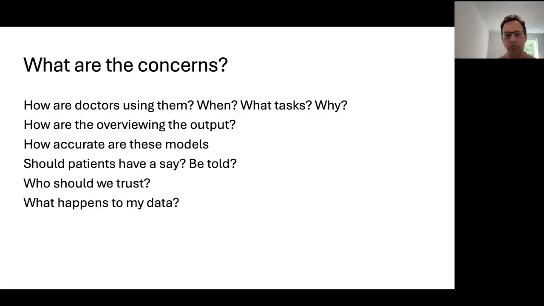Are they comfortable with doctors using the technology? Do they want to be told when it's used and how it's being used? And do they want to know what the output is? If a doctor's using it to help diagnose a complex patient and it comes out with a diagnosis which the doctor disagrees with, do they want to be told, this is a diagnosis a large language model came out with, which may later on be found to be correct, but the consultant thought it was wrong?